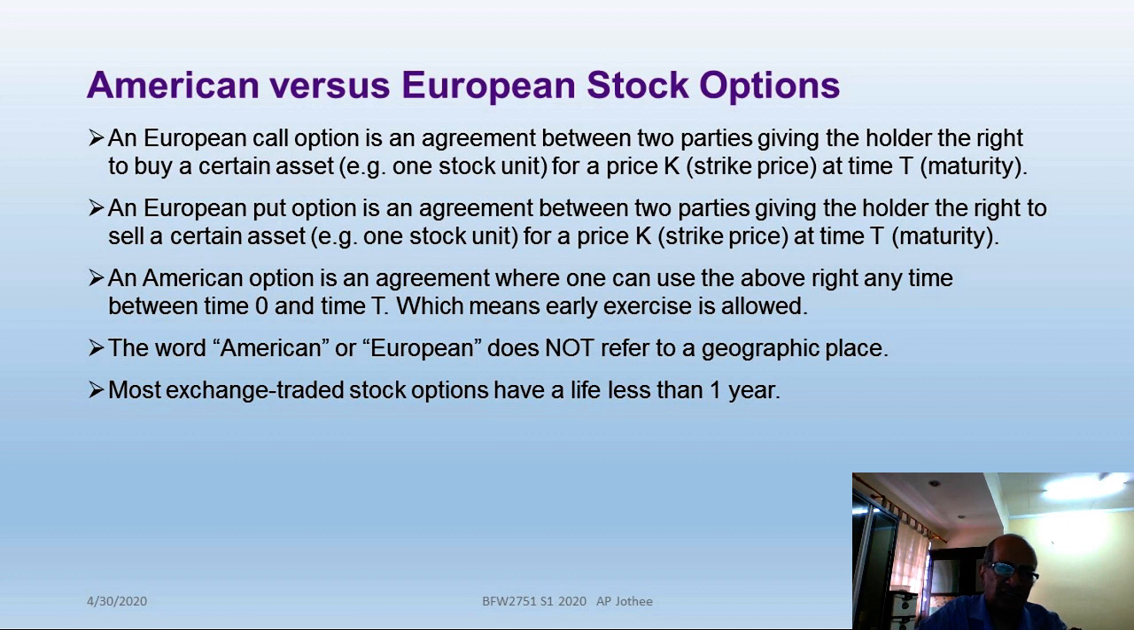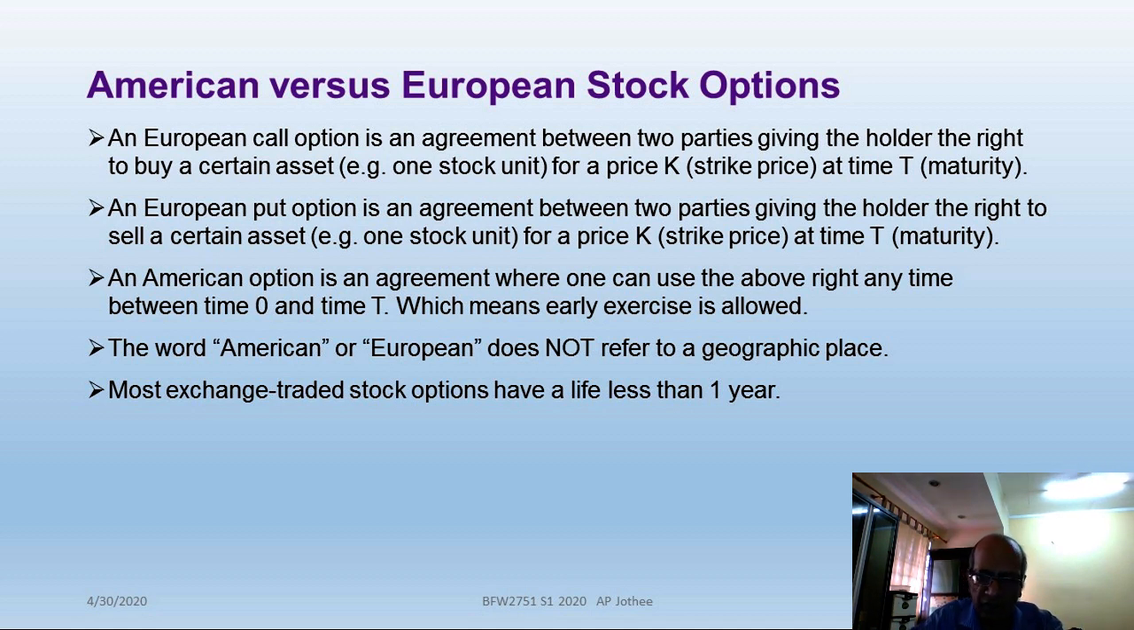American versus European stock options. What are the differences? A European call option is an agreement between two parties giving the holder the right to buy a certain asset, that is one stock in this unit, for a price of K, the strike price, at the maturity time. As a buyer, it gives you the right to buy at a prefixed price K at a future time T.